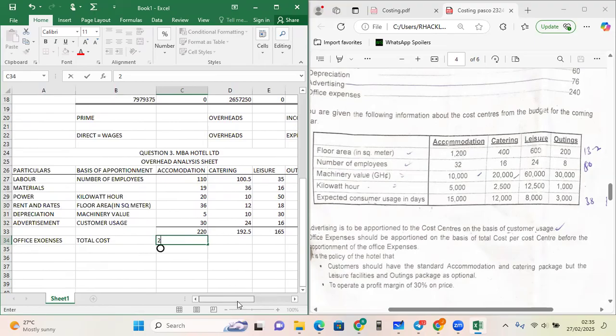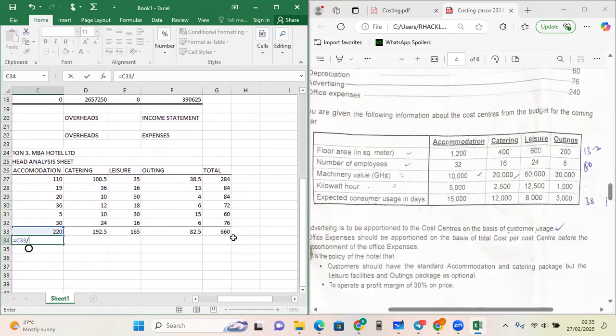So equal to this, all over this, times 240. Get it.